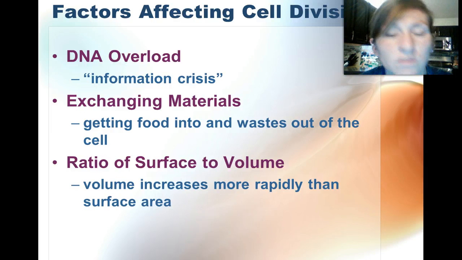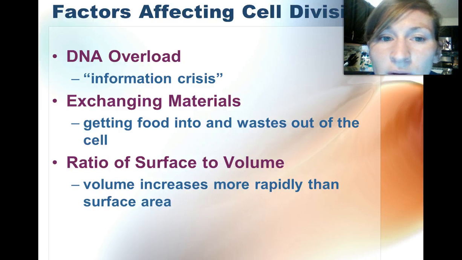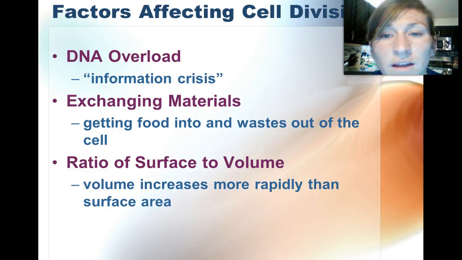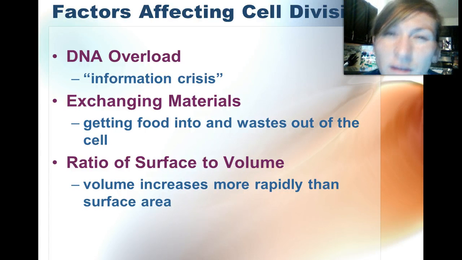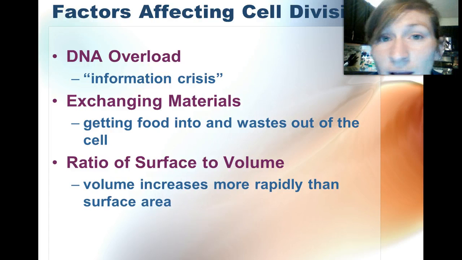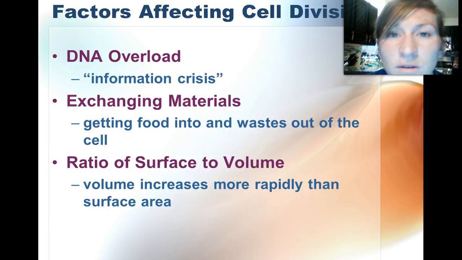And then the ratio of surface area to volume. Volume increases more rapidly than surface area. This is when I use the example of our high school. We only have really 2 roads that take us to the high school, which ends up causing a lot of traffic. Okay, so if you think of the roads as the surface area and our school as the cell, if we had more roads or more surface area to get to the school, we'd be able to get here a lot faster and we wouldn't hit so much traffic.